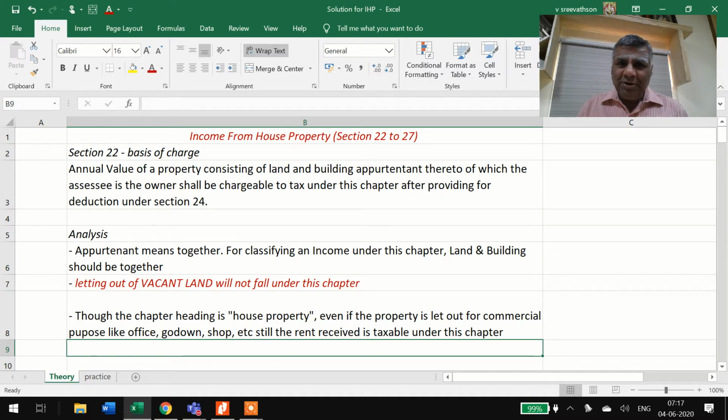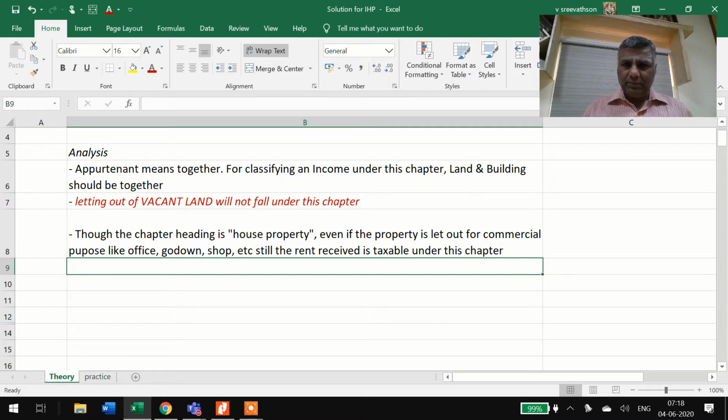So what happened? If you are receiving rent for a building, it became taxable for this purpose, even though I have let out the property commercially. For example, Bharatwaj Institute pays rent to the landlord, where we only conduct classrooms. But for the landlord, that is known as income from house property. What he has let out is deemed to be a house. So, even though the chapter heading is house property, even if it is let out for commercial purposes, still the income will be taxable only under this chapter, that is IHP, income from house property. Am I clear to you? Okay.